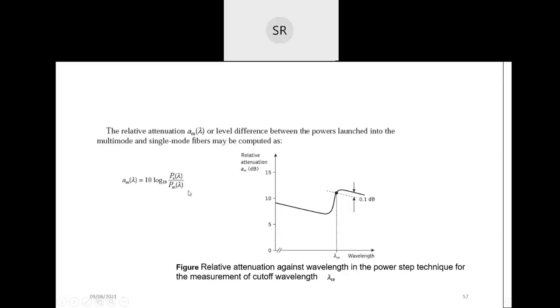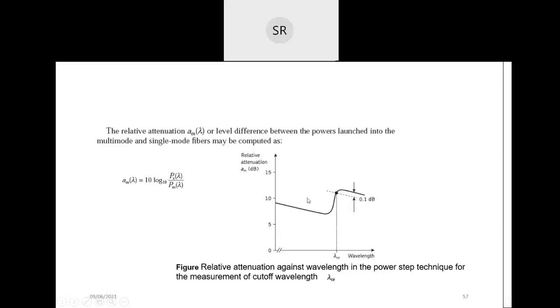So generally, the power level difference is a function of wavelength. That's why the relative attenuation is again a function of wavelength. So we can calculate the attenuation with respect to the wavelength here, and using that we will get the attenuation.